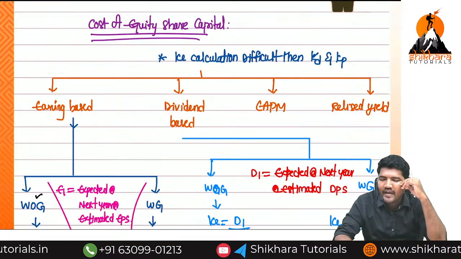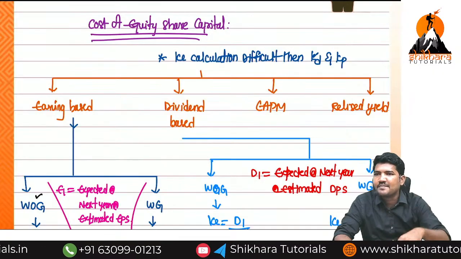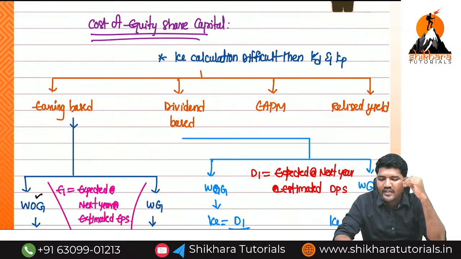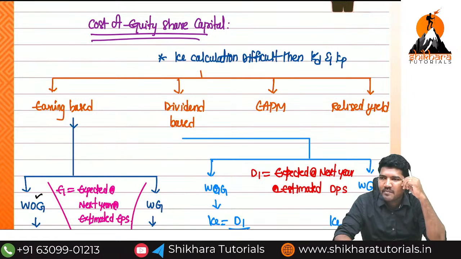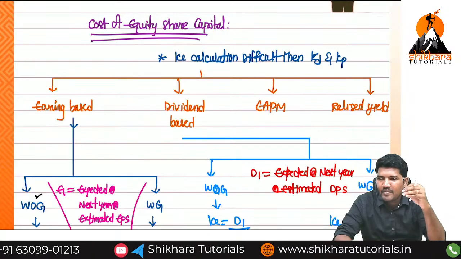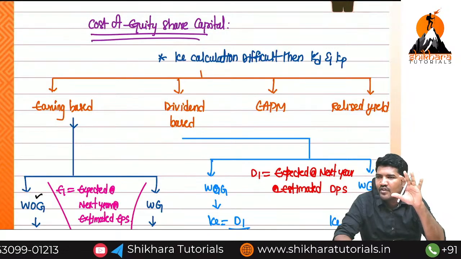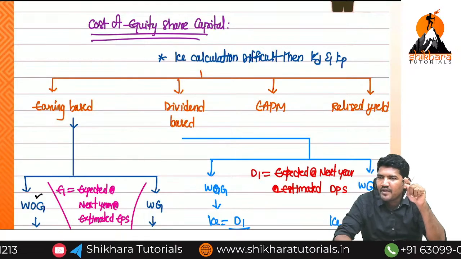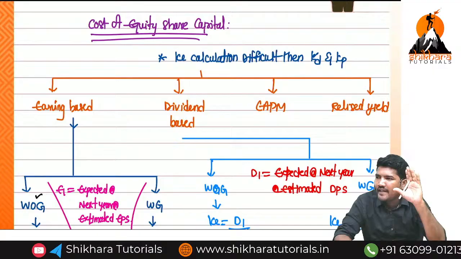If you want KO calculation, you need to understand the specific cost. What are the sources you are using? Generally we have multiple sources in the market. Just for cost of capital purpose, we are focusing only on 5 things: equity share capital, retained earnings, preference share capital, debenture, bank loan or term loan.